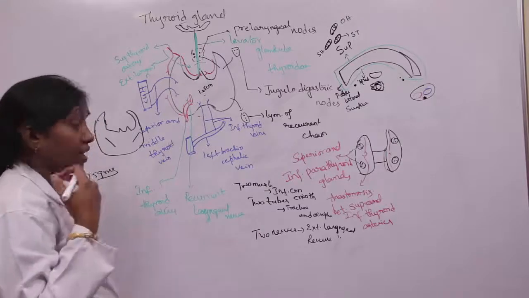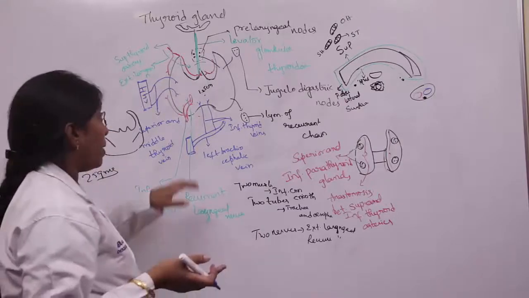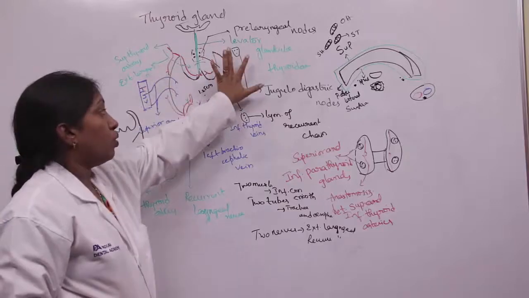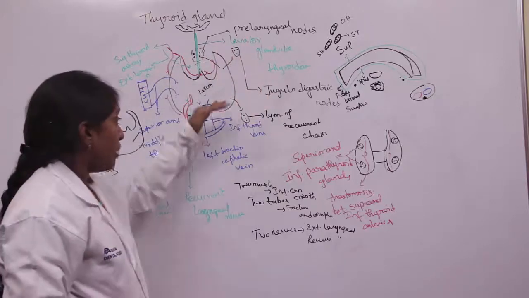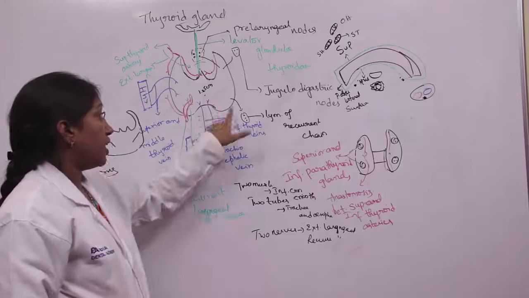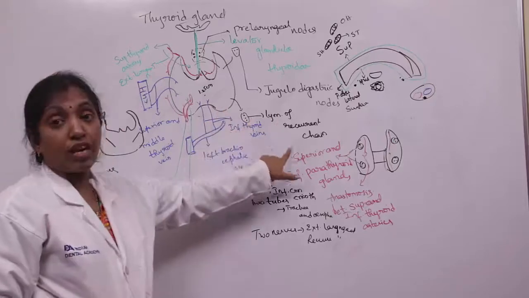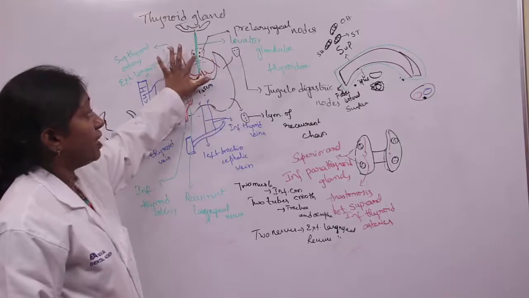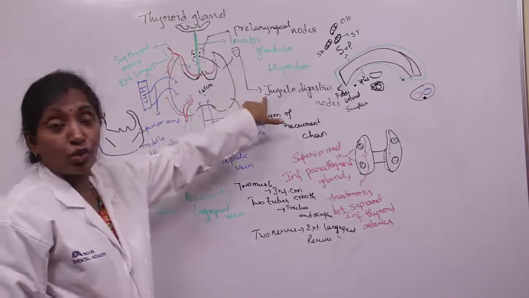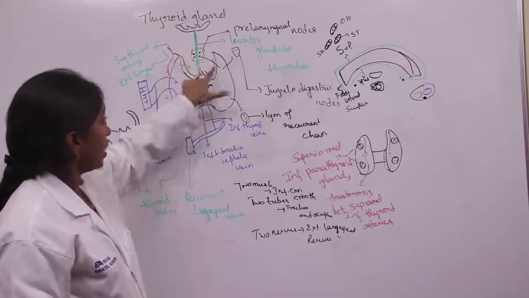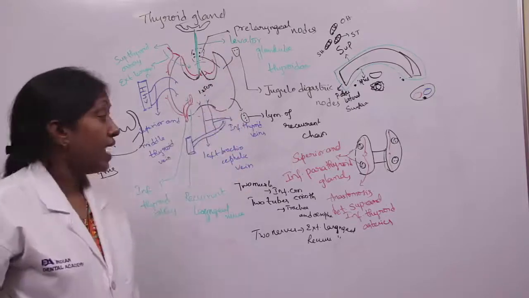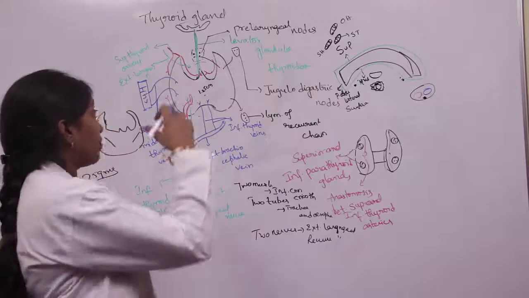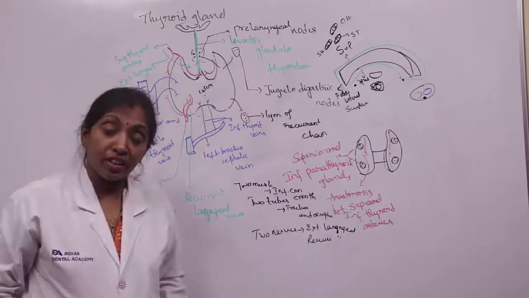Coming to the lymphatic drainage, the upper part of the gland drains into the prelaryngeal and jugulodigastric group of lymph nodes, and the lower part of the gland drains into the lymphatics of the recurrent chain. So the upper part is drained by the prelaryngeal nodes as well as the jugulodigastric group of lymph nodes, and the lower part is drained by the lymphatics of the recurrent chain. That's about the lymphatic drainage of the thyroid gland.